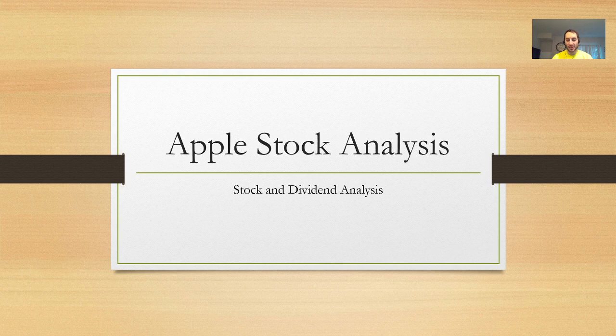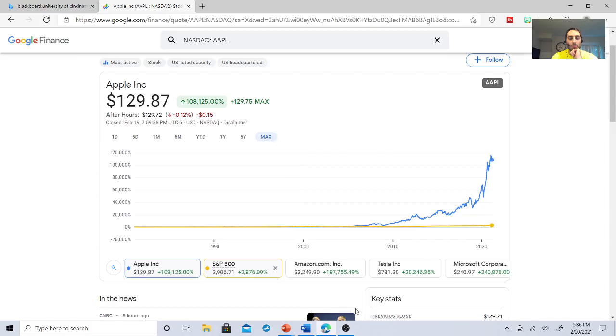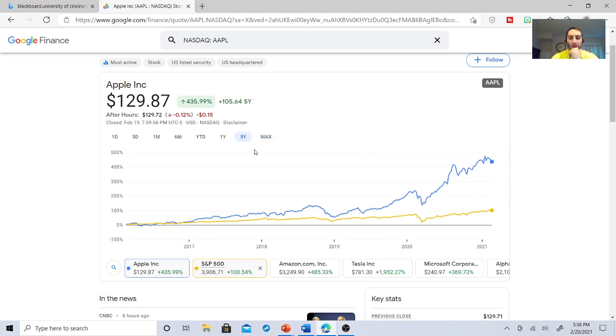I wish I had money in it in the early 2000s and stuff. Well, I'll show you what I mean. But let's check this stock out right now. Okay, since inception, Apple has dominated the S&P. Now, if you look at the past 5 years, it still beat the S&P.